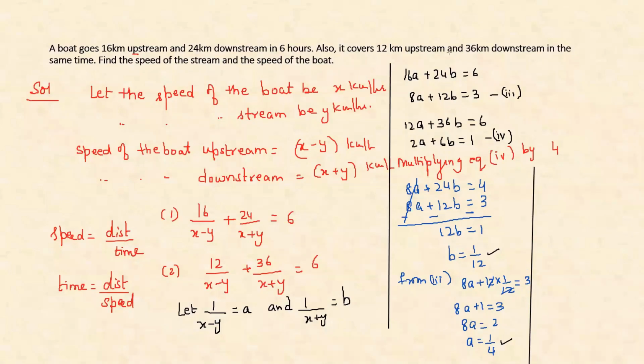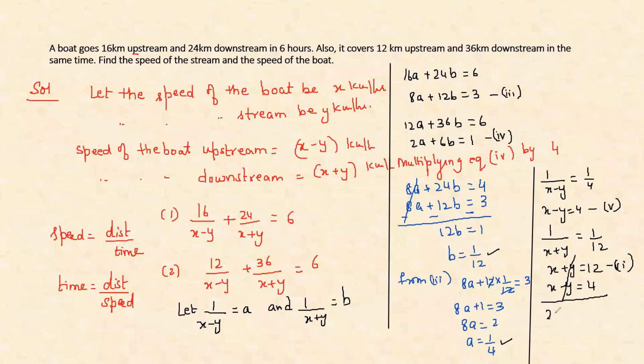So I'm substituting these values. 1 by x minus y is equal to a. A is 1 by 4. So x minus y equals 4, right? This will be my fifth equation. 1 by x plus y equals b, which is equal to 1 by 12. So x plus y equals 12. This is the sixth equation. Now let's simplify.